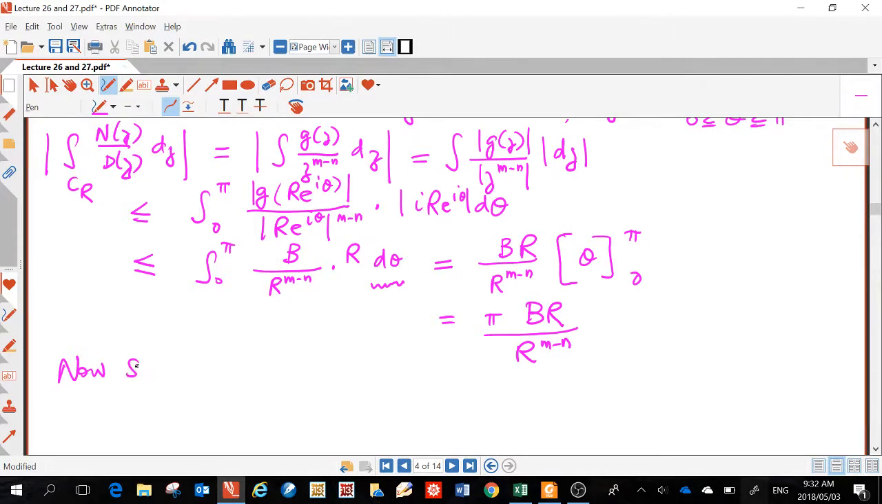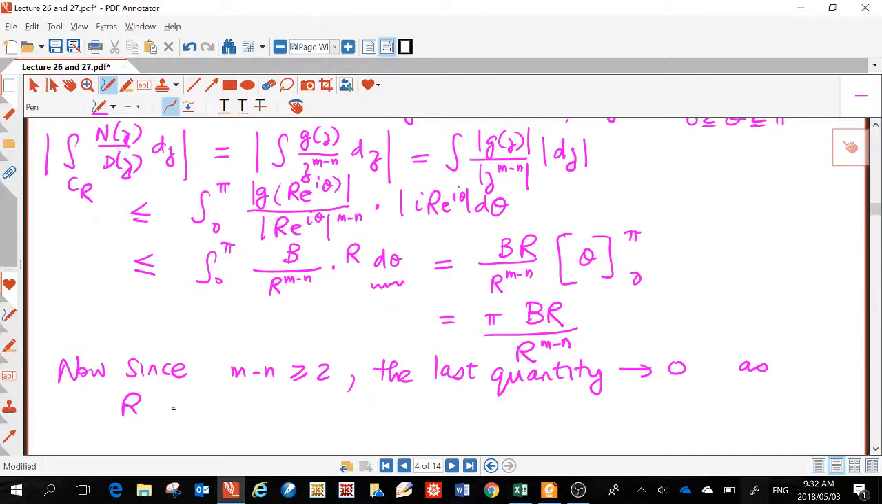Now, since m minus n is more than or equal to 2, the last quantity approaches 0 as R goes to infinity. Why is that? See, there's a 1 on top, b r to the 1 here. If this one was 1 also, it would cancel, right? But if it's 2, there'll still be an over r involved here. And if you have over r and r goes to infinity, that becomes 0.